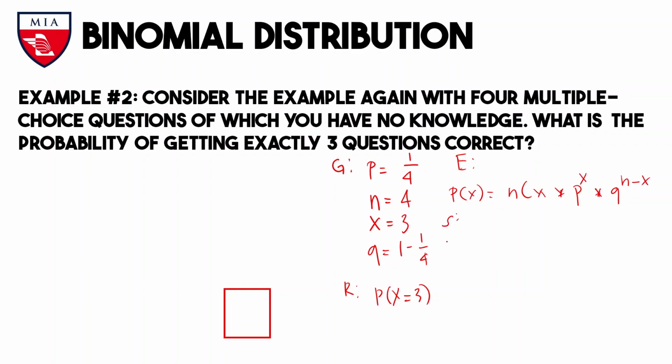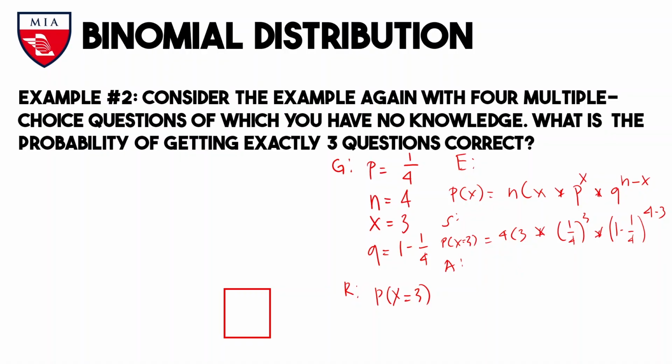So for the solution, we have probability of x is equal to 3 is equal to quantity 4C3 multiplied by the value of p, 1 over 4 raised to 3, multiplied by 1 minus 1 over 4 raised to 4 minus 3. So we have the answer.